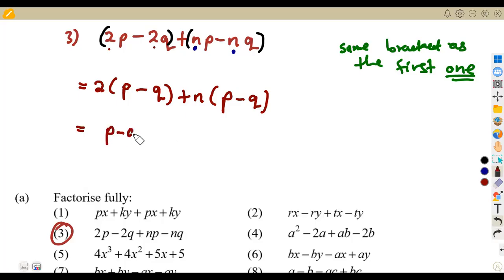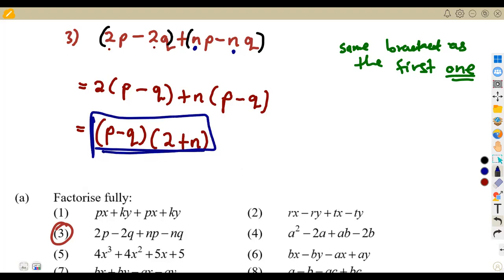So if I factor out this bracket of p minus q, it means here I'm going to remain with 2 in this case, all right? So I'm going to write in another bracket 2. If I factor out p minus q, which is common to this p minus q, I'm going to be left with plus n. So that means I'm going to have plus n in another bracket. All right, so here I'm done. I do not have anything common. So that is going to be my final answer.